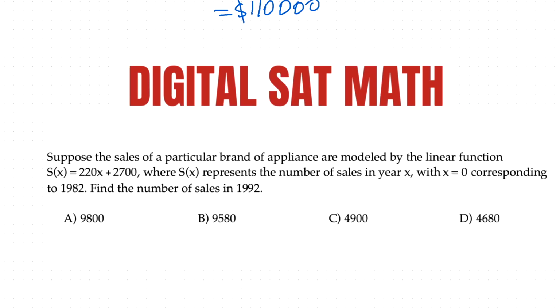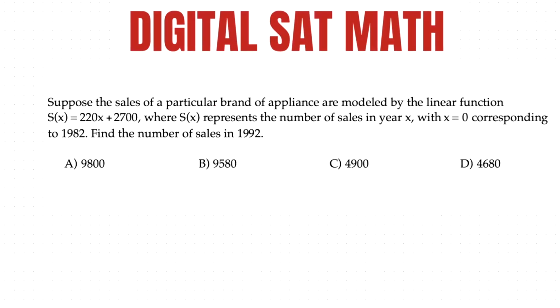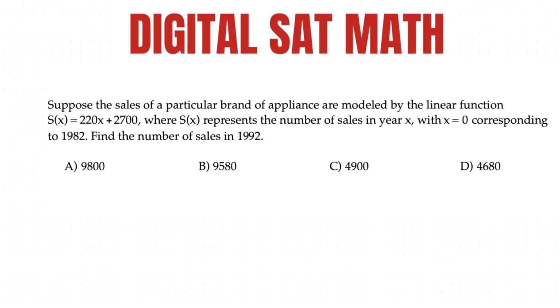Suppose the sales of a particular brand of appliance are modeled by the linear function s of x is equal to 220x plus 2700, where s of x represents the number of sales in year x, with x equals 0 corresponding to 1982. Find the number of sales in 1992. So in this question, we have two steps we need to be looking for.